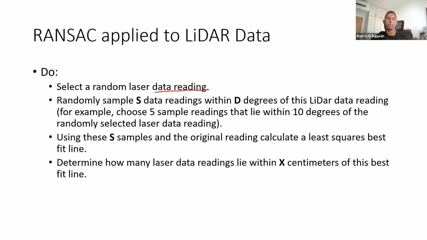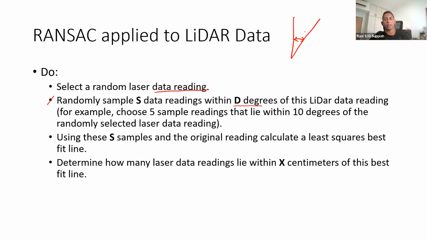That's what we saw initially. You have a lot of data, and it randomly selects a certain number of readings. It could be 5, it could be 10 or whatever. It selects based on some degree, because the LiDAR data is fully all around, so it can decide that within a certain angle it will collect all this data.